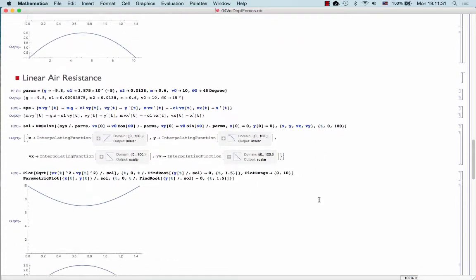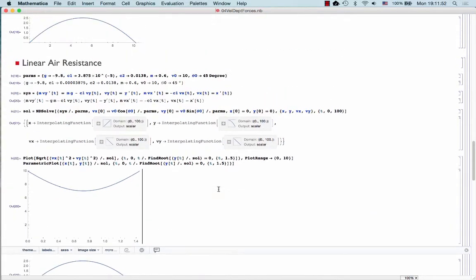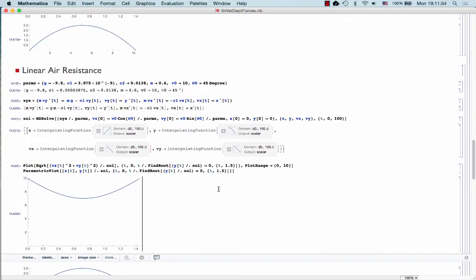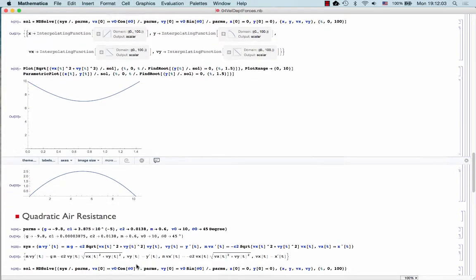Okay, now to introduce air resistance, I'll just go ahead and add it to the system. Now here, this would correspond to the y component of our linear air resistance. Just take the y component, multiply it by minus C1. Same for the x component over here. I go ahead and run it through, and you can see there is a slight shift. The curve kind of goes clunk a little faster down on the return side.